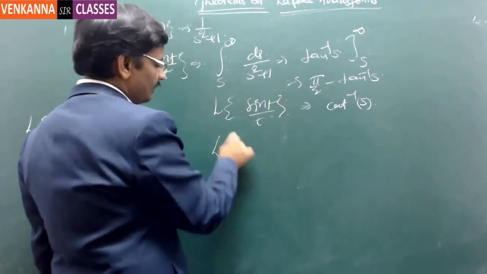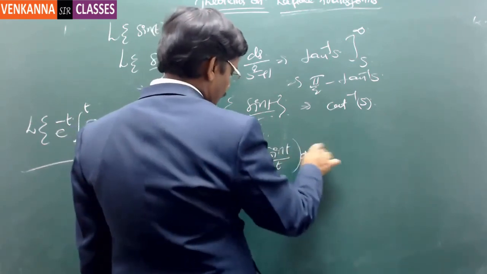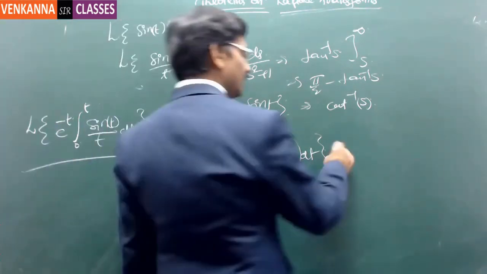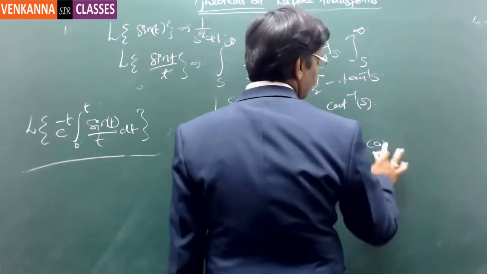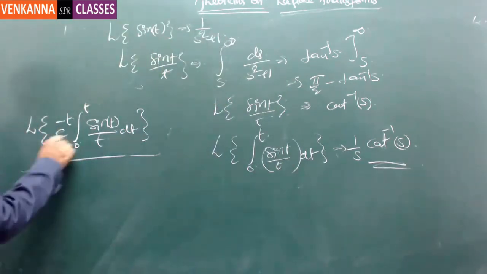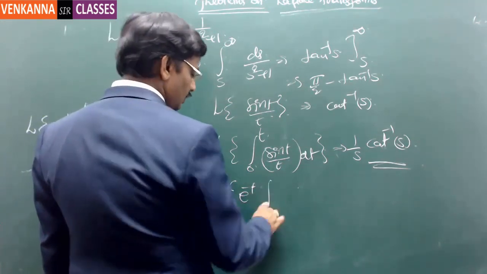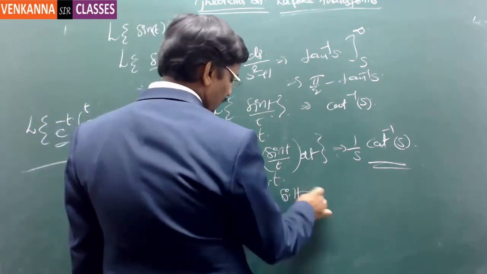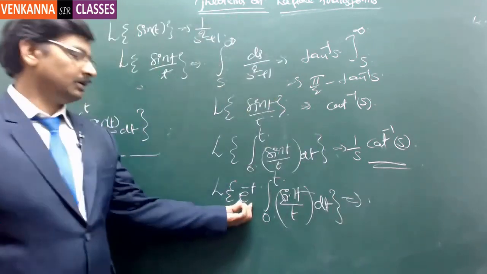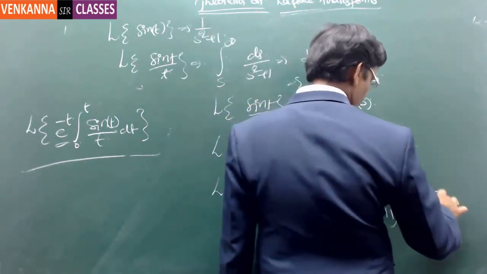But you want the Laplace transform of the integral from 0 to t of sin t by t. Here, the Laplace transform of the integral is nothing but dividing with s. So 1 by s times cot inverse of s. This is the Laplace transform. Now, finally, there is the e power minus t multiplication. That is the Laplace transform of e power minus t into the integral from 0 to t of sin t by t dt, so apply the shifting property. So s becomes s plus 1: 1 by s plus 1, cot inverse of s plus 1.